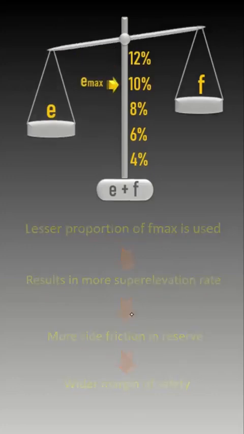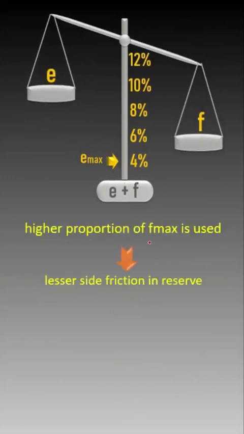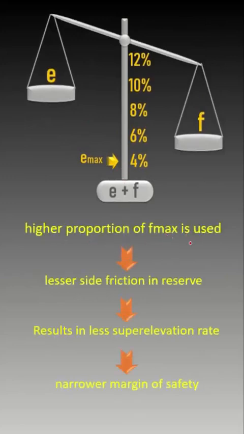But by selecting smaller Emax, higher proportion of maximum side friction is considered to be sustaining lateral acceleration, so lesser amount of side friction is kept in reserve and lesser superelevation rate is required. This is the answer to the first question on differences between different tables of Emax.